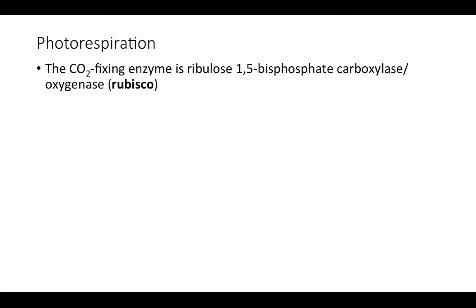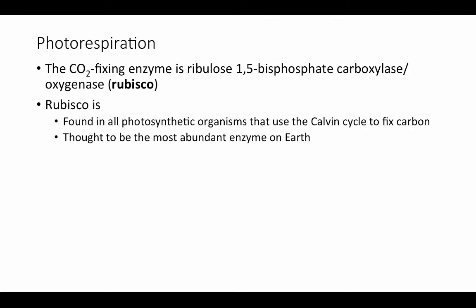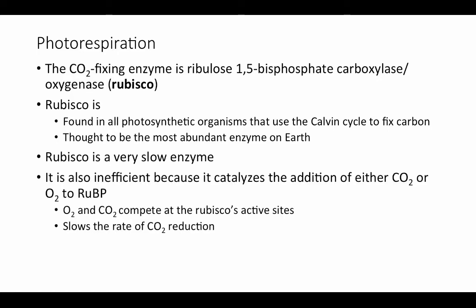This is when this phenomenon called photorespiration starts to happen. The carbon dioxide fixing enzyme, remember, is this enzyme called rubisco. And rubisco is found in all photosynthetic organisms that use the Calvin cycle to fix carbon, and it's also thought to be the most abundant enzyme on Earth. Rubisco is a very slow enzyme. It doesn't catalyze these reactions very quickly, and it's also fairly inefficient because not only will it bind CO2, but it can also connect oxygen to RuBP.